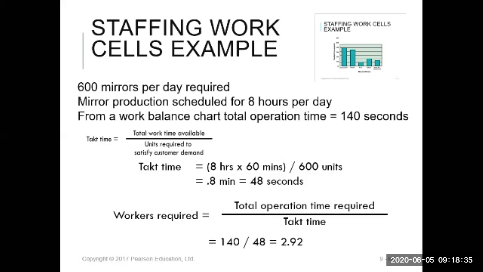If they cannot complete in 48 seconds, let's say they only complete after 55 seconds, it is difficult for them to fulfill the daily requirement of 600. That's why the takt time is the pace that we give to our employees. Every 48 seconds they should start a new unit. 48 seconds pass, 48 seconds pass, 48 seconds pass.